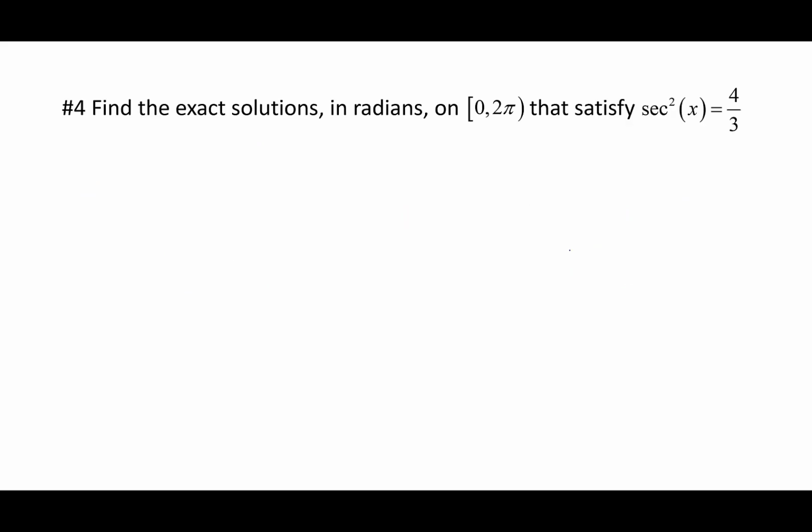Okay, for number 4, we're finding the exact solutions in radians on the interval from 0 to 2 pi that satisfy this equation, secant squared x equals 4/3. Okay, so for secant squared x to equal 4/3, the first thing I'm going to do is think of that as the same as saying the secant of x would equal plus or minus the square root of 4/3, and that would be plus or minus the square root of 4, which is 2, over square root 3.